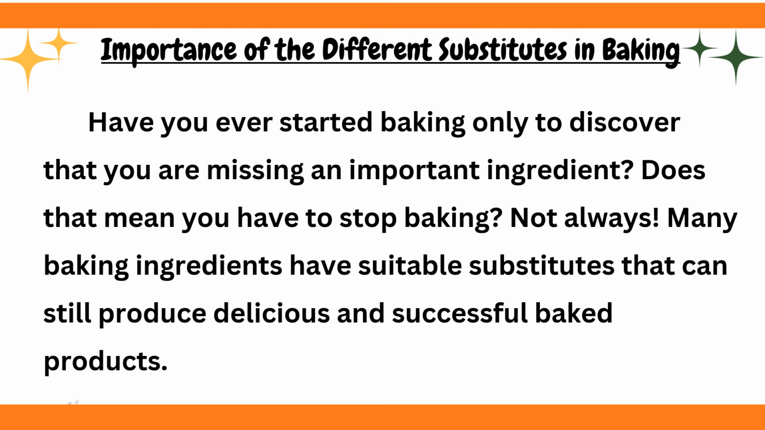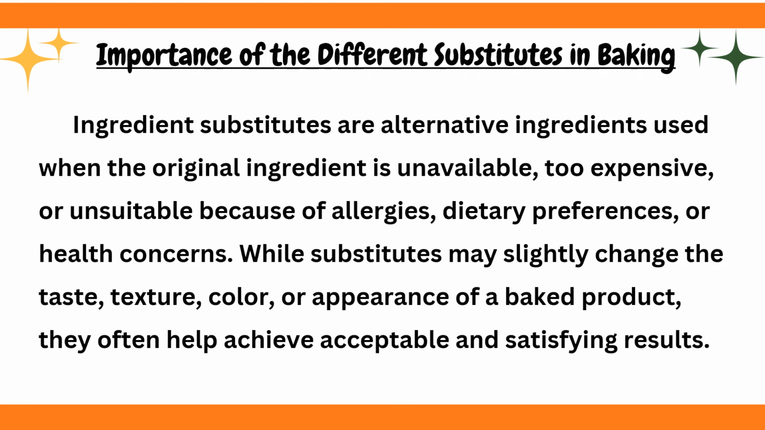Have you ever started baking only to discover that you are missing an important ingredient? Does that mean you have to stop baking? Not always. Many baking ingredients have suitable substitutes that can still produce delicious and successful baked products. Ingredient substitutes are alternative ingredients used when the original ingredient is unavailable, too expensive, or unsuitable because of allergies, dietary preferences, or health concerns. While substitutes may slightly change the taste, texture, color, or appearance of a baked product, they often help achieve acceptable and satisfying results.